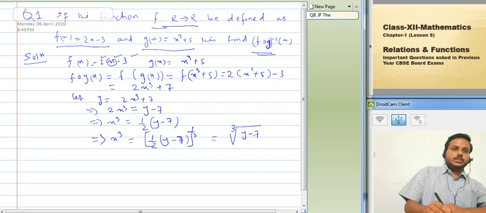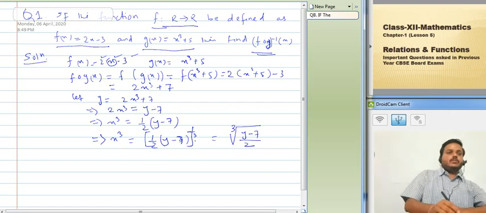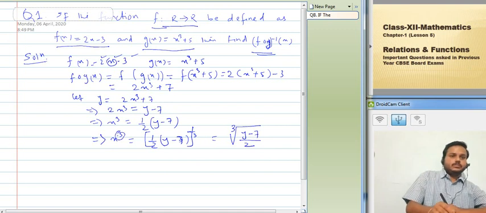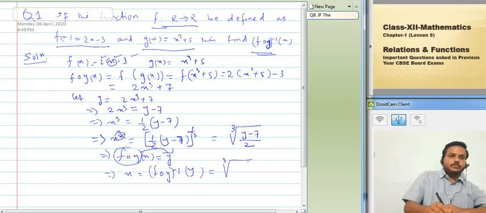So this is x, not x cube. So now x, what is x? If I write f of g of x equal to y, then clearly x can be written as f of g of inverse. In fact, this f of g will go to that side and it will become f of g of inverse of y. That is equal to, I have got, cube root of y minus 7 by 2. But look at the question, I have to find f of g of inverse of x.